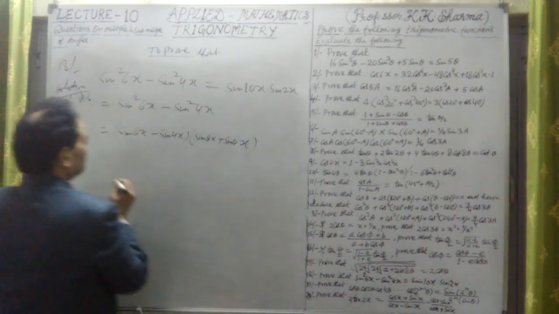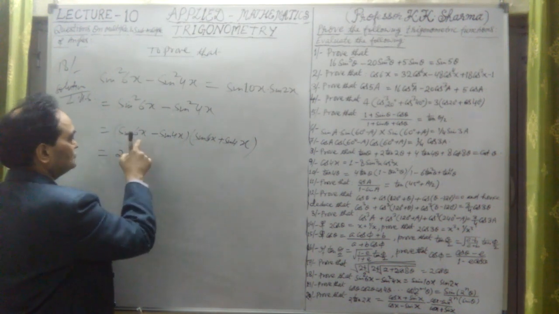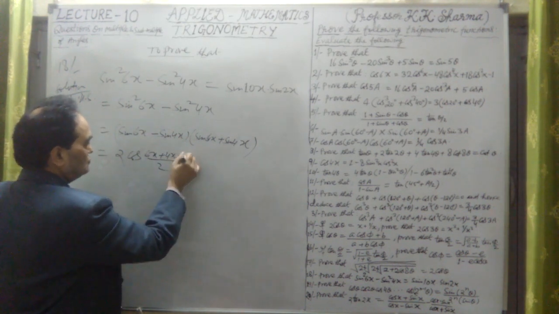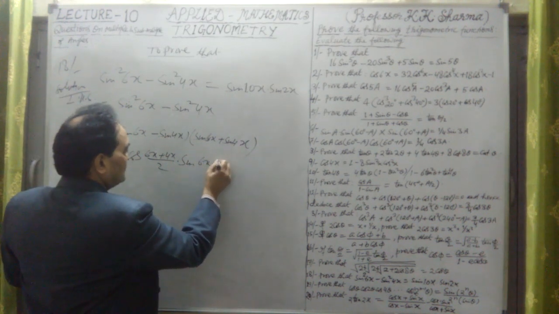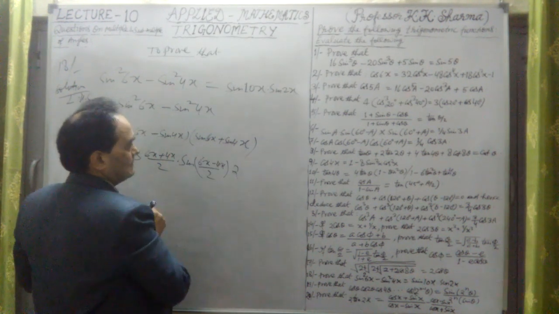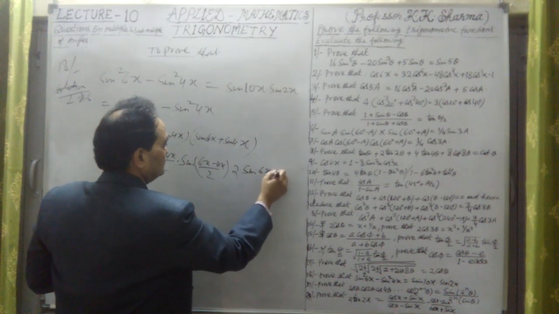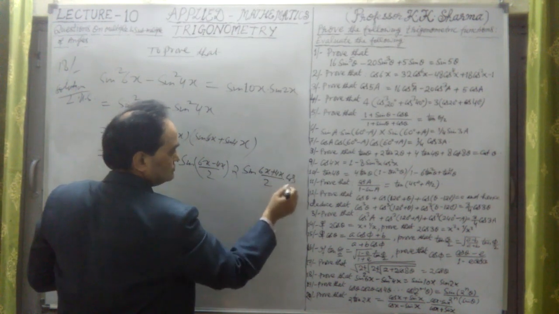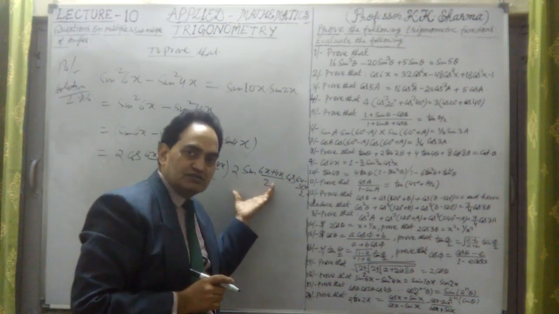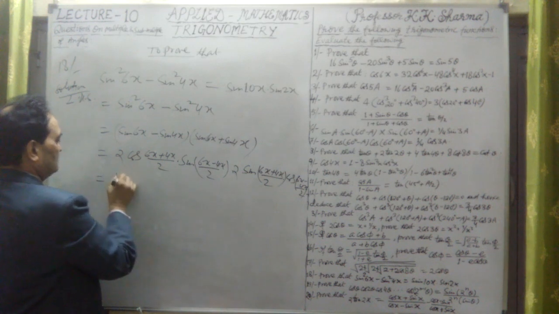Further, sine c minus sine d is 2 cos of c plus d by 2, that means 6x plus 4x upon 2, into sine of 6x minus 4x upon 2. Try to understand. And sine c plus sine d is 2 into sine of 6x plus 4x upon 2 into cos of 6x minus 4x upon 2. 2 sine first, then cos, that is the point here.